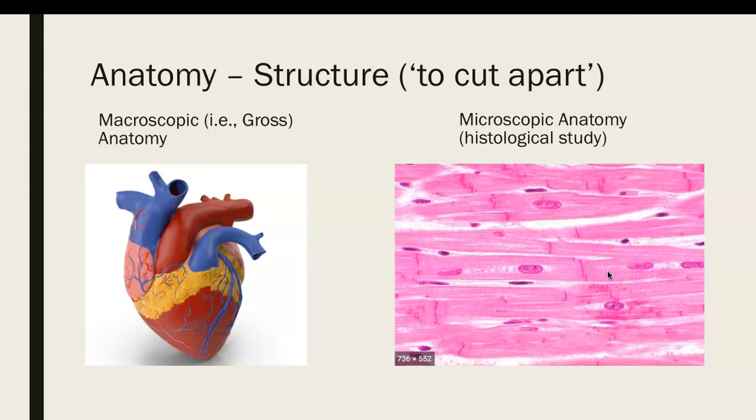When we're studying microscopic anatomy, what we talk about is histology. So the term histological study or histology refers to microscopic anatomy. Of course, the two are obviously related. This stuff is what makes up this structure. So that's one way of thinking about anatomy.